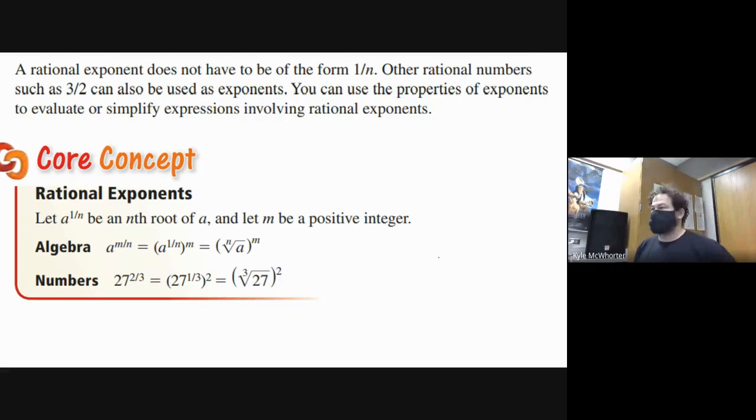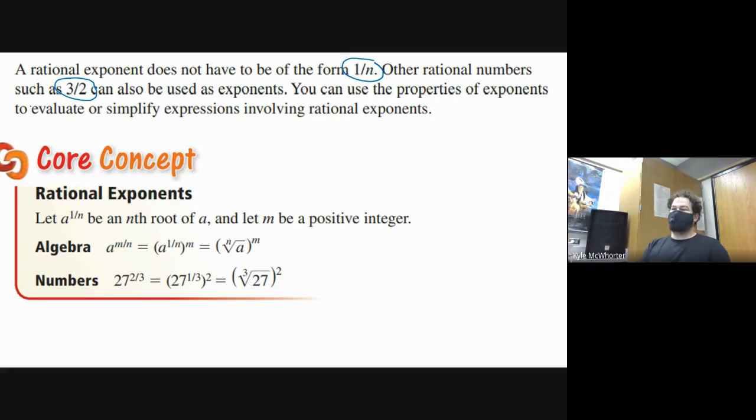Okay, so here's the core concept for your notes. Rational exponents don't have to be only in the form 1 over n, right? They can have something besides 1 as a numerator. You can have fractional exponents such as 3 over 2. And so the thing that we have to realize is, what does that mean? So you notice with 1 over n, n was the root. With 1 over n power, we did the nth root. So that's going to stay the same.